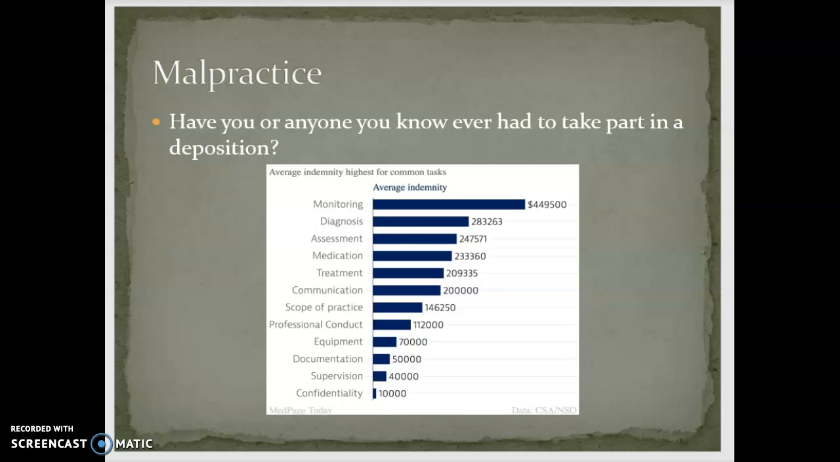Another thing that we'll read about in this week's readings is malpractice and other legalities. And again, I'm just asking you to ponder if you or anyone you know has ever had to take part in a deposition or a malpractice suit. If you look at this chart, you can see that the average indemnity or money awarded is for failure to monitor a patient. And then it goes down to failure to assess, medications, and then down at the bottom, people have been sued for confidentiality and things like that.